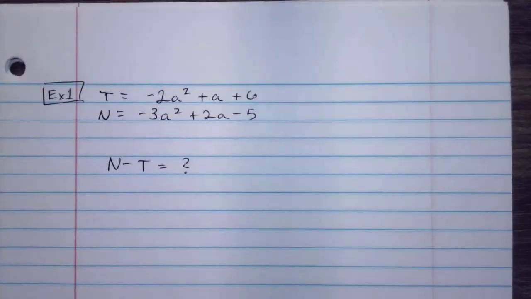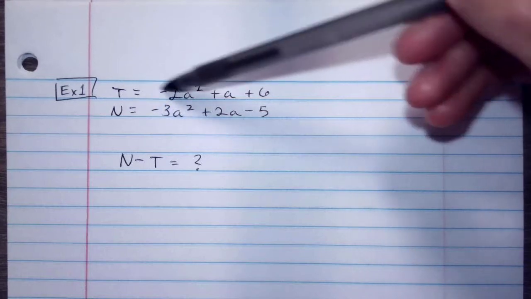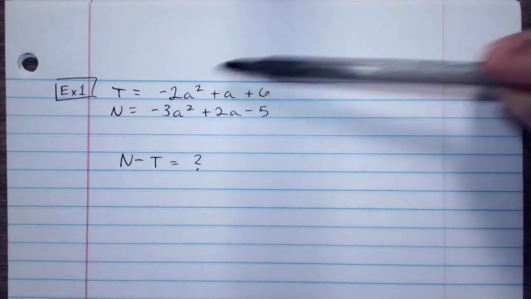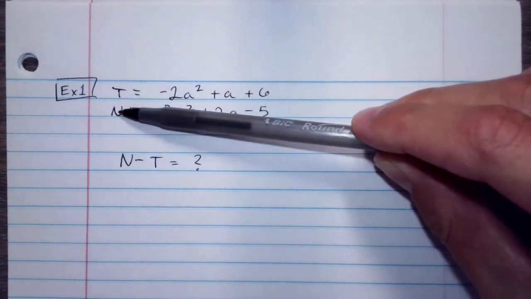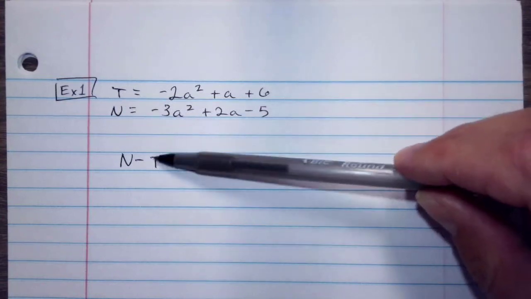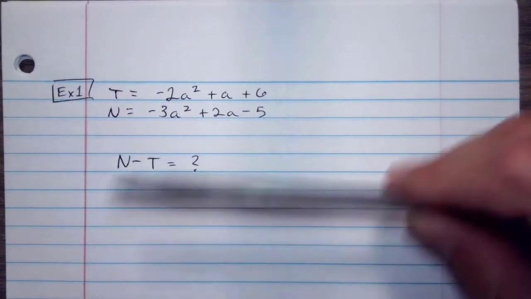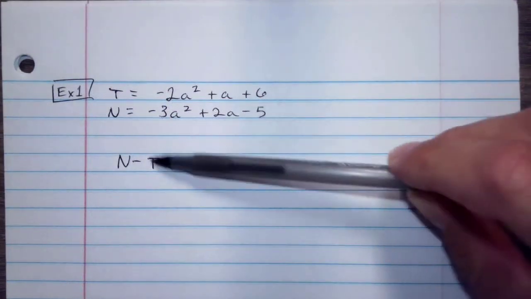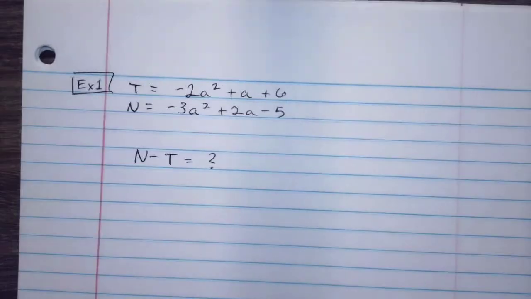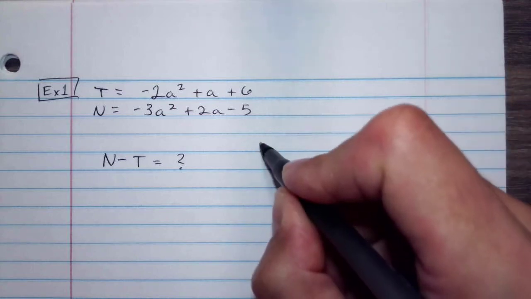And one way that you'll see these problems is by telling you, okay, there's a certain polynomial, we're going to call it t, and that would be this one. And then there's another polynomial, we're going to call it n, and we want to find out what is n minus t. So all we're doing is just taking this one minus this one. So that's what I'm going to do. I'll put both in parentheses.